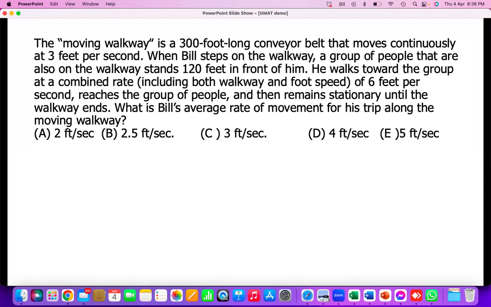Ronak, did you try to solve it or did you just guess it? I mean, it says combined speed of 6 feet, and it's already moving at 3 feet per second. Okay. So basically you put your guess, right? Indrani, did you understand the question?